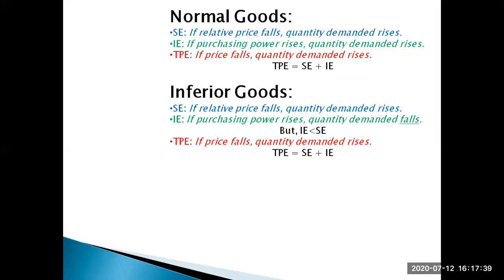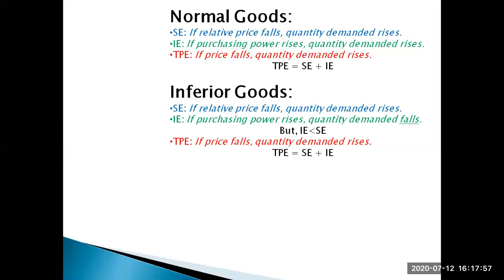If the purchasing power of the individual rises, he'll start buying better goods. He'll start shifting from inferior goods to normal goods. He'll buy better quality toys. He'll buy better quality clothes. He'll reduce the quantity demanded of the goods which are inferior in nature.